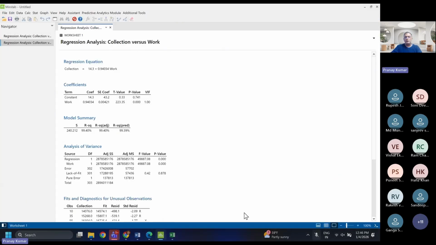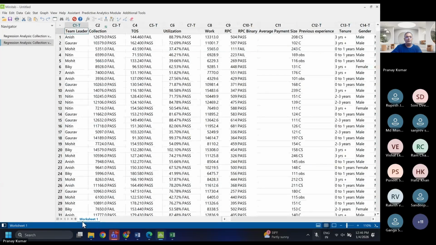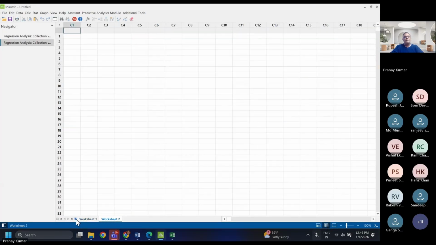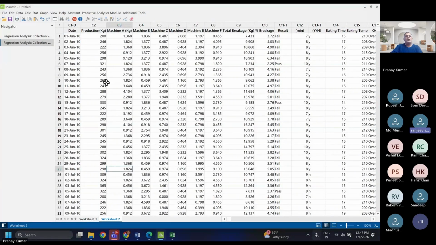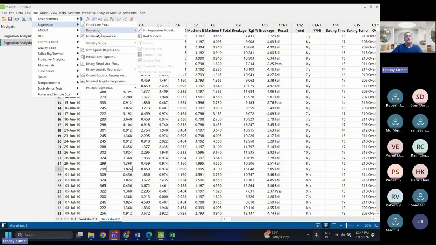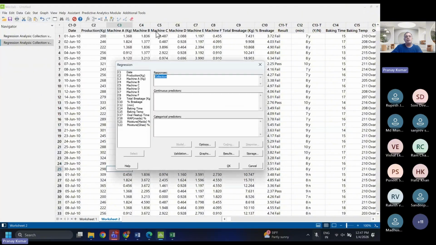Karan, साथ साथ करते रहो प्लीज. ओके सर. मैं गया स्टैट्स, रिग्रेशन, फिट रिग्रेशन मॉडल, प्रोजेक्ट Y, C9 में टोटल ब्रेकेज, X प्रोडक्शन. प्रेस ओके.